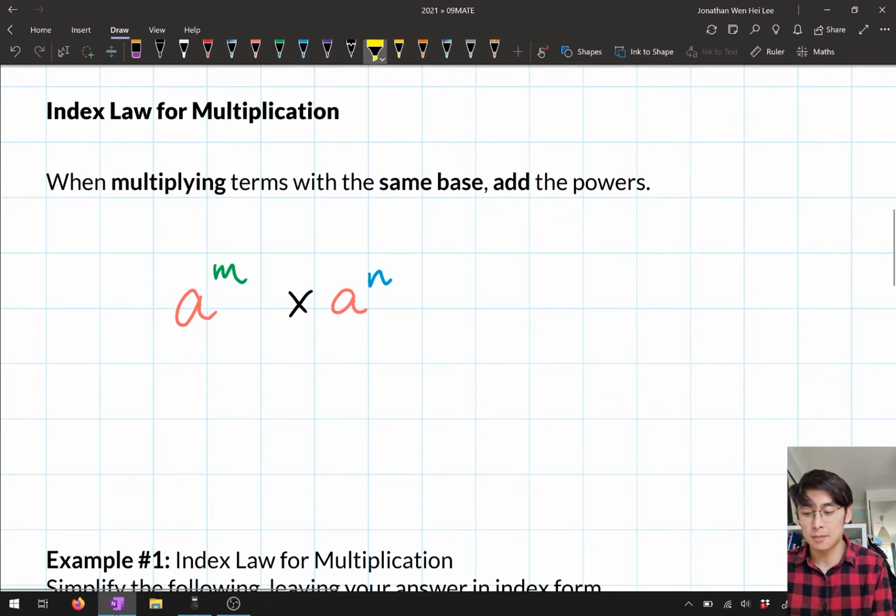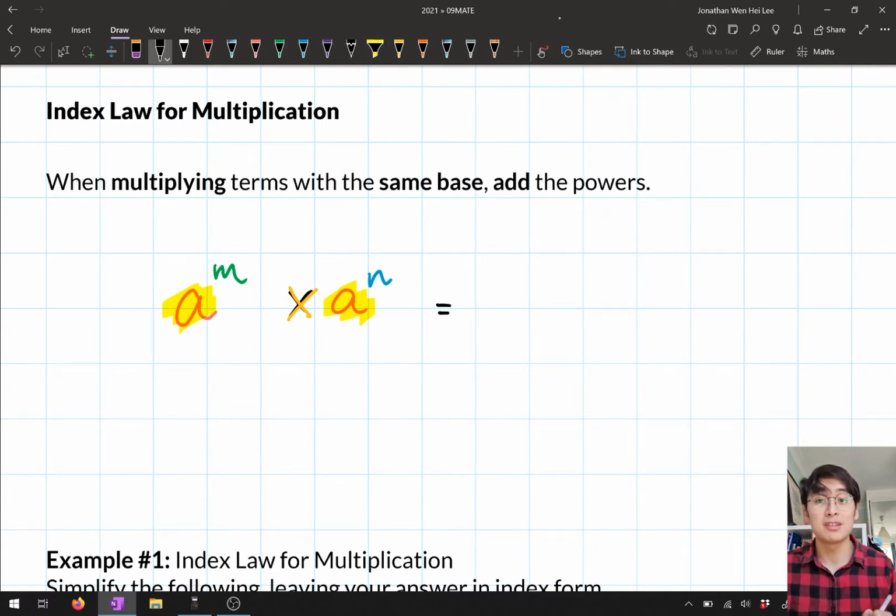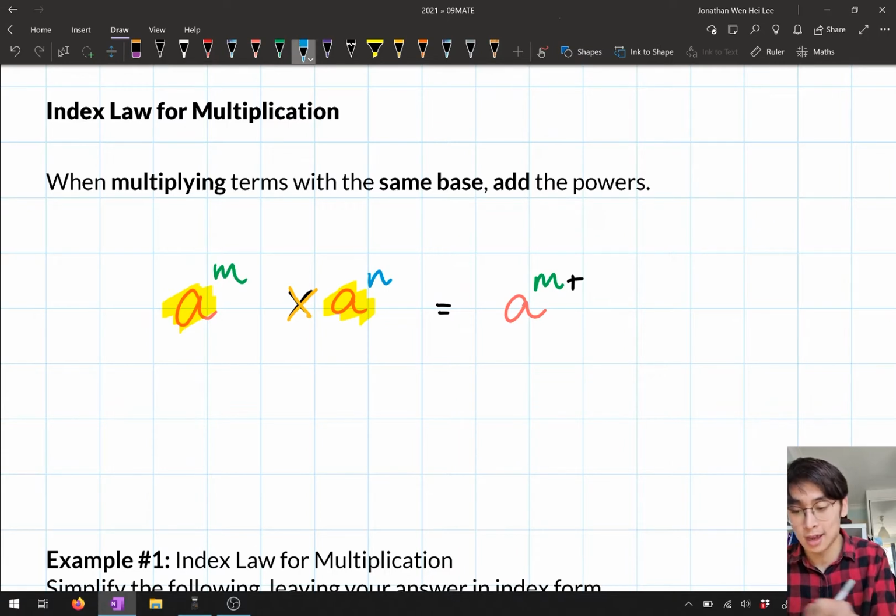Notice here they have the same base. They both have the base of A and they've got different powers, and here we are multiplying them. We are multiplying these two indices. When we multiply these two indices, what we do is we add the powers. So here this just becomes A, that doesn't change, the base still stays the same, to the power M plus N. So if you ever see that you're multiplying two indices, we just add the powers.